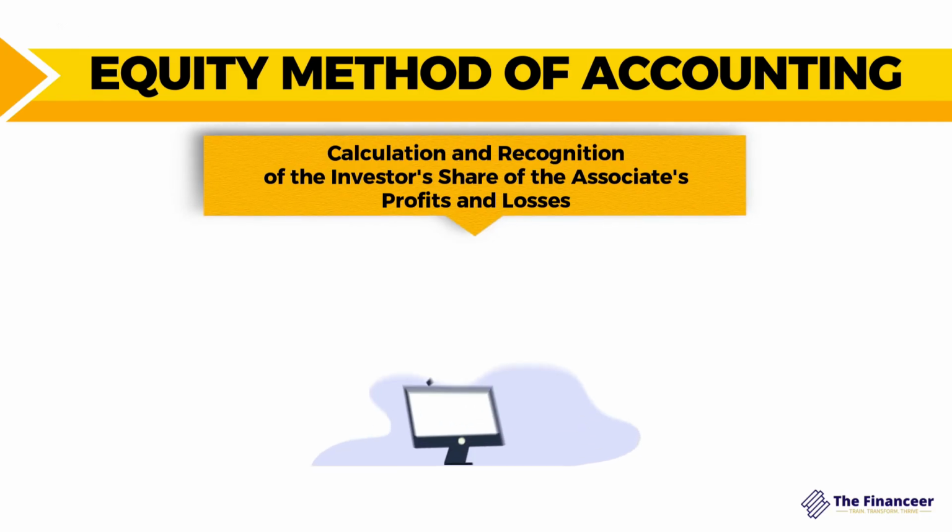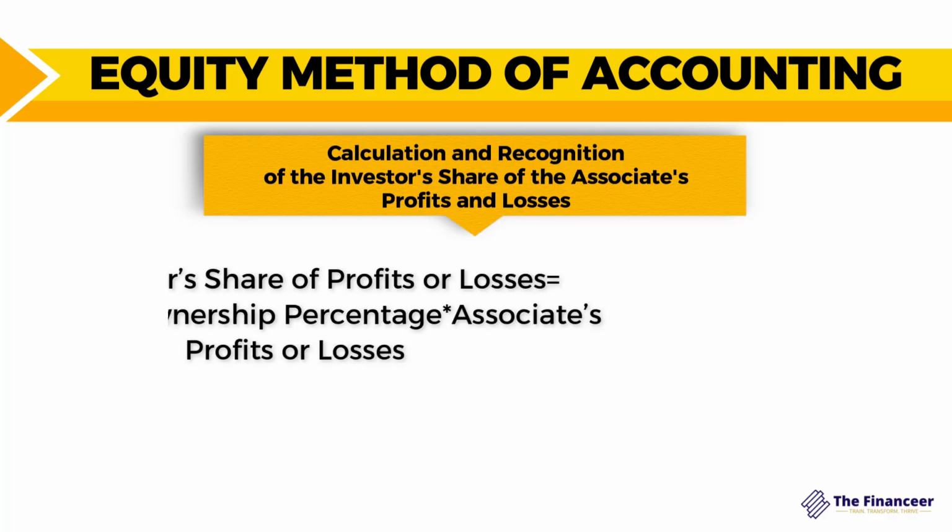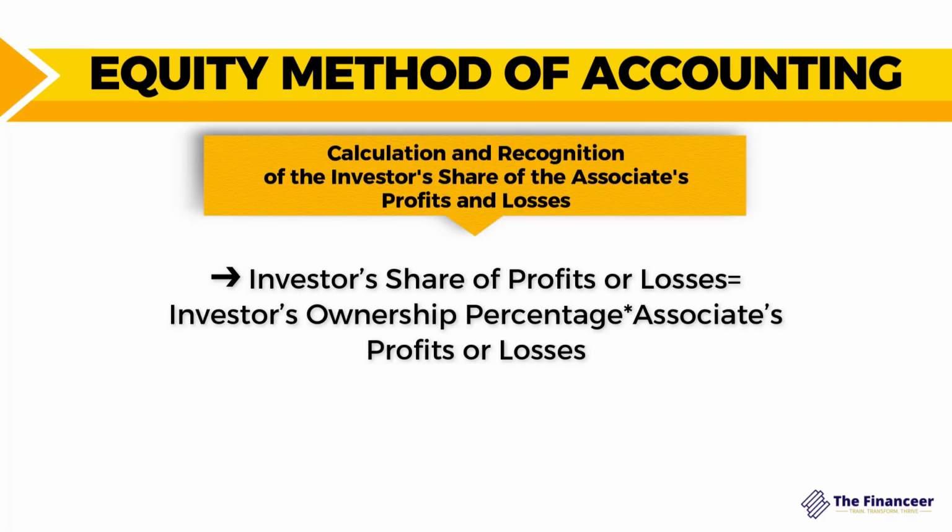The investor's share of the associate's profit or loss is calculated based on the percentage ownership in the associate itself. If you would like to calculate the investor's share of the profit or loss, you have to multiply the investor's ownership percentage times the associate's profit or loss for the reporting period after the acquisition date. The calculated amount is recognized in two statements. Number one, the income statement or profit or loss, and then this will also increase the carrying amount of the investments in the financial position as well.